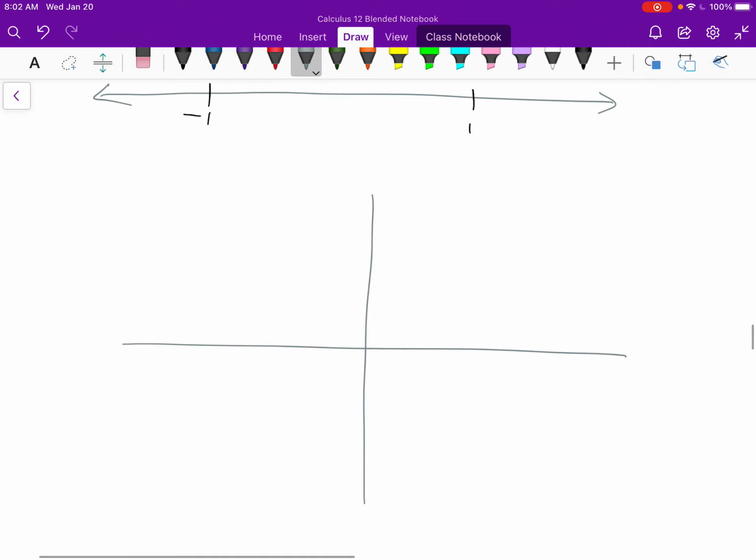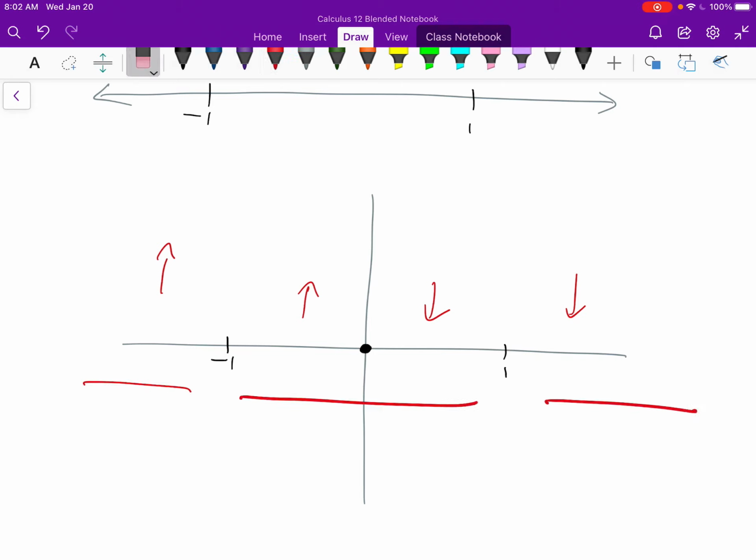And so what do I know? I know it goes through 0, 0. X and y intercepts are right there. So I know it goes to that point. I know -1 and 1 are discontinuities. I know it's increasing here. It's increasing here. It's decreasing. It's decreasing. And I know it's concave up in this region, concave down here, concave up. And I know about these asymptotes.